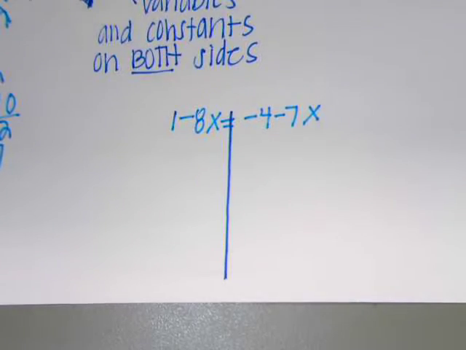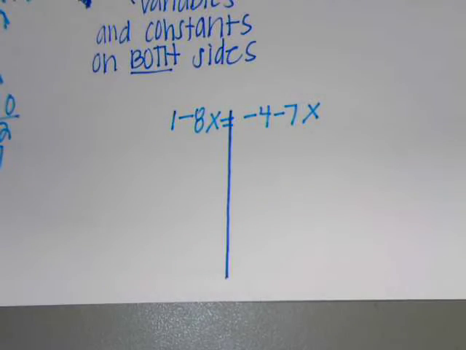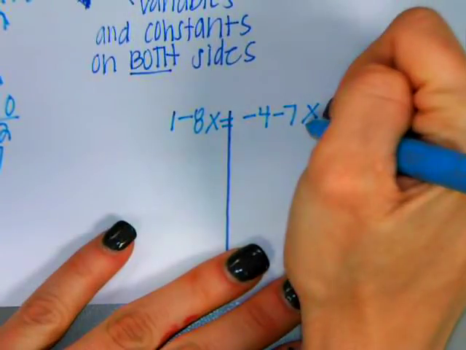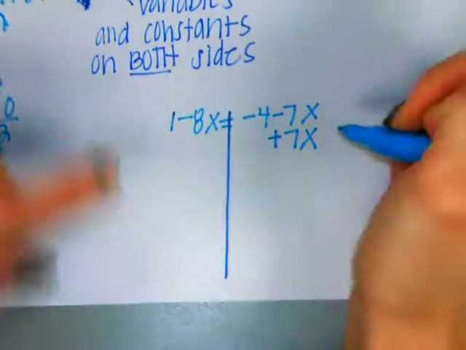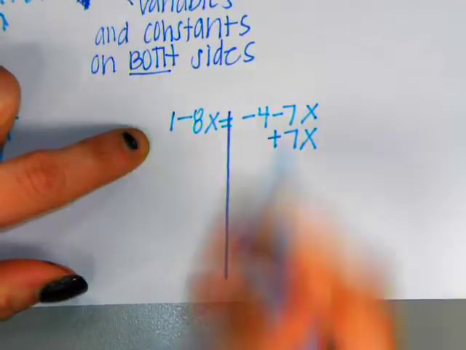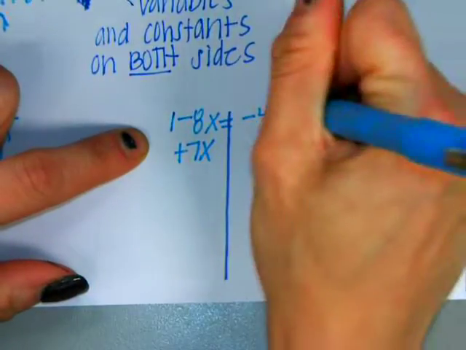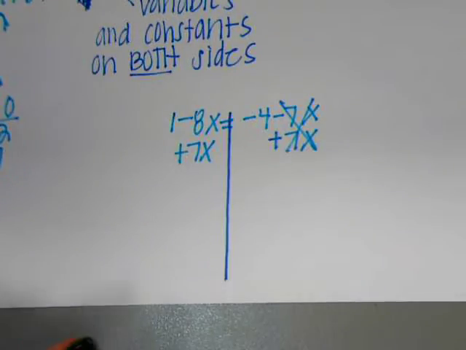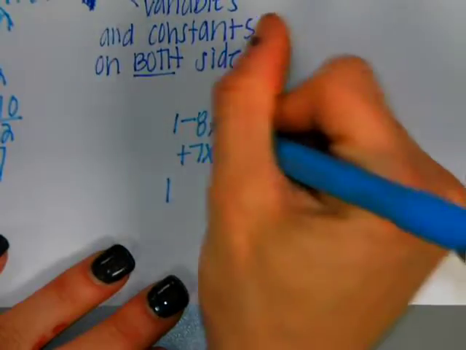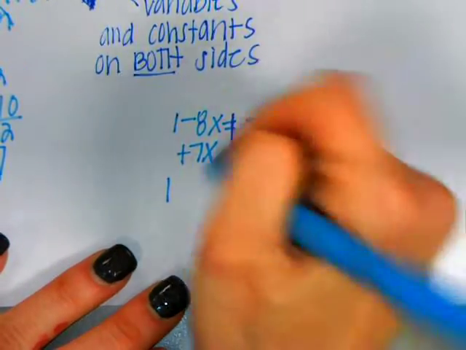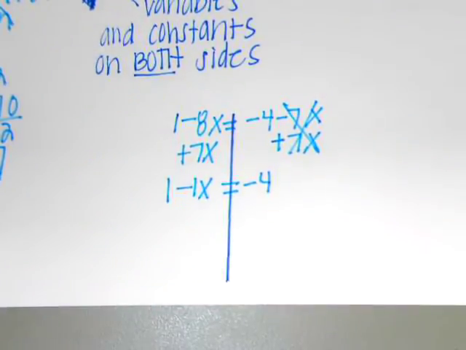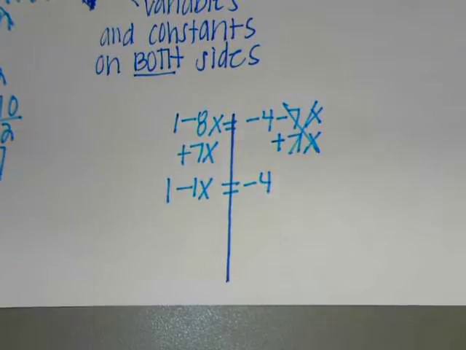Okay? All right, so which of these x's is going to move? Yeah, the negative 7x. So how am I going to move that? Yep, add 7x. And then what am I going to add it to, the 1 or the 8x? The x, yep. Cancel that out. So bring down the 1. And what's negative 8x plus 7x? Yep, negative 1x. And then bring down your negative 4. Good so far?